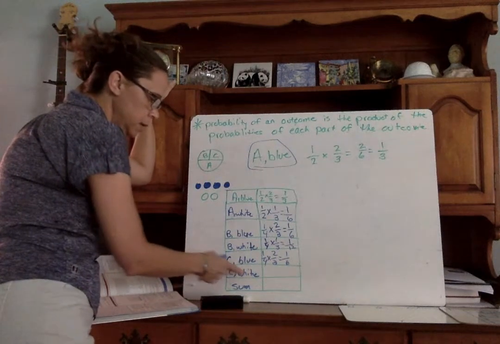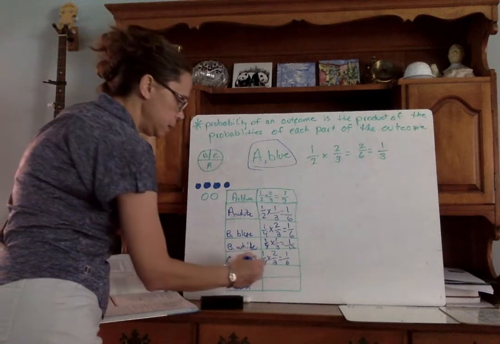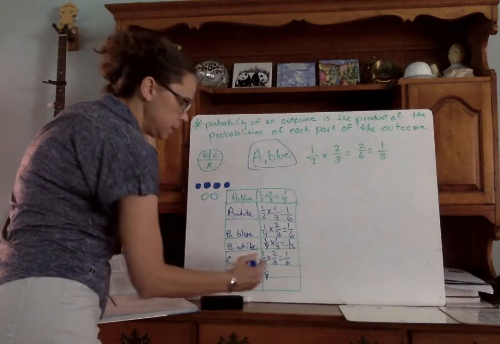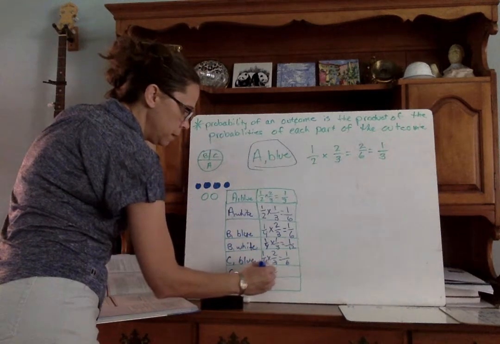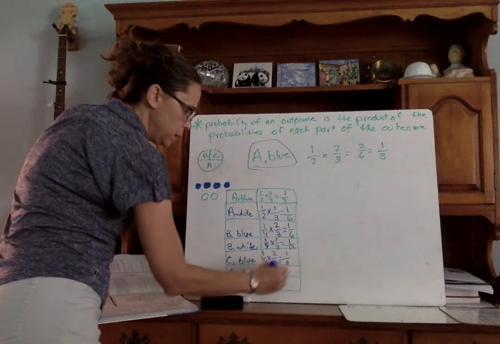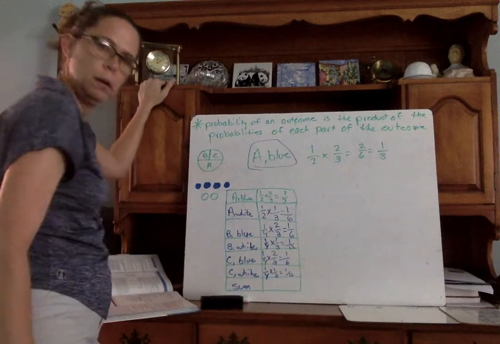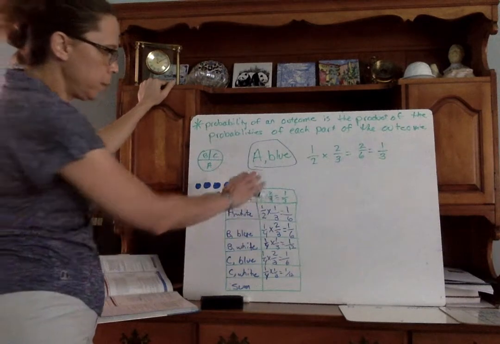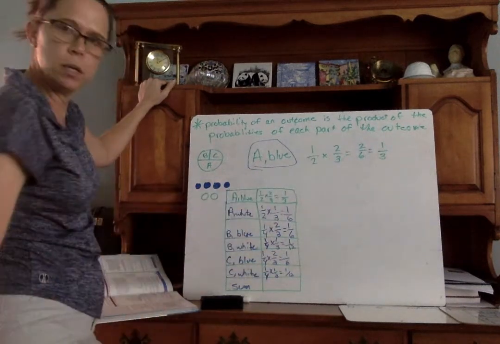Spinning a C and grabbing a white marble. Spinning a C is 1/4 probability. Grabbing a white is 2 out of 6, which is 1 out of 3. So that's 1/12. Okay? So we have figured out the probabilities of getting any of these combinations.